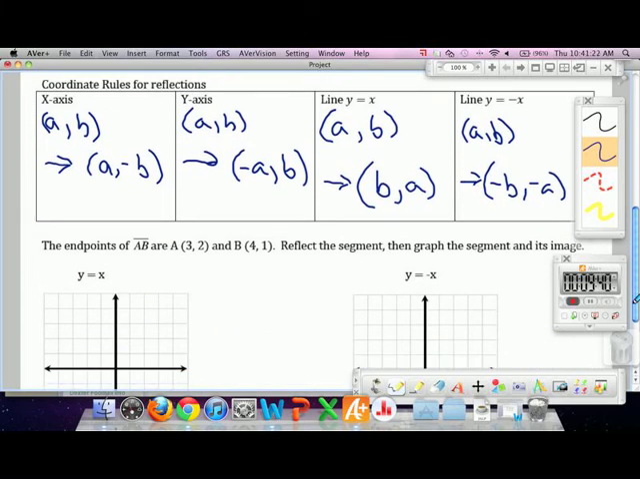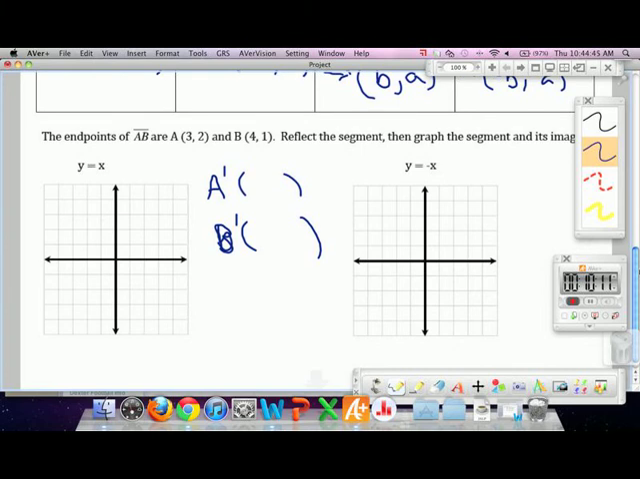Well, there's 2 examples of this. If the endpoints of this segment are A and B, 3, 2 and 4, 1, first, let's reflect the segment using the coordinate rule. Find what the image should be, and then graph both the image and the original. Do the same for the second line reflection.